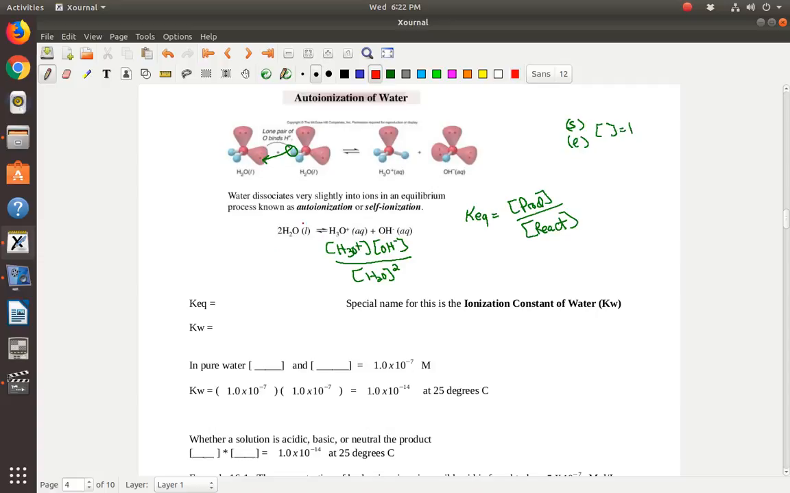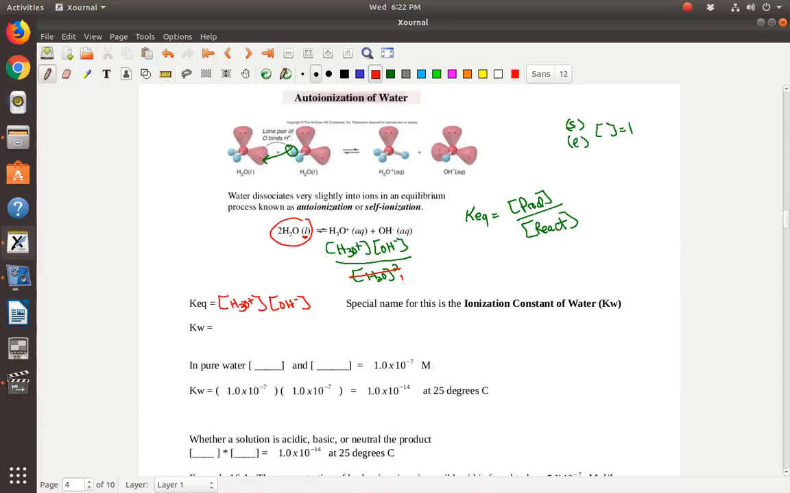So we have a liquid right here, so this becomes a 1. The only thing left over is this top part. So the equilibrium constant is really just the hydronium ion concentration times the hydroxide ion concentration.